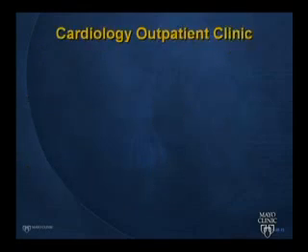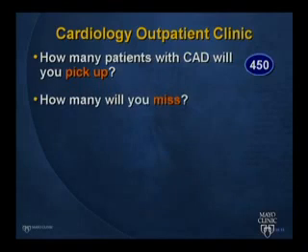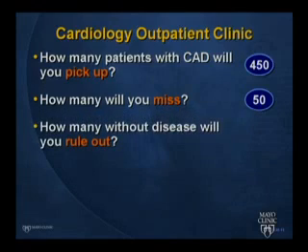So let's do the same questions again. You're used to these now. Of the 500 patients with coronary disease, how many are we going to pick up? Anyone? 450. Okay? 90% of those are going to get picked up correctly, which means we're going to miss 50. Now, of the 500 patients without disease, how many are we going to correctly rule out? Anyone?